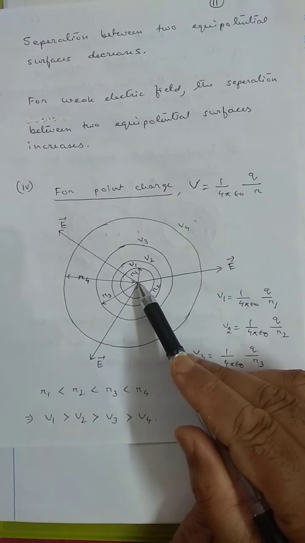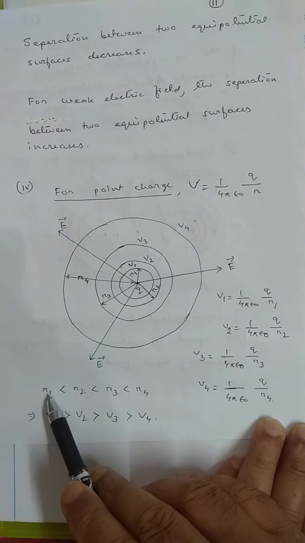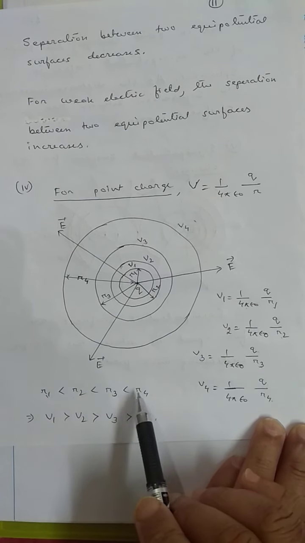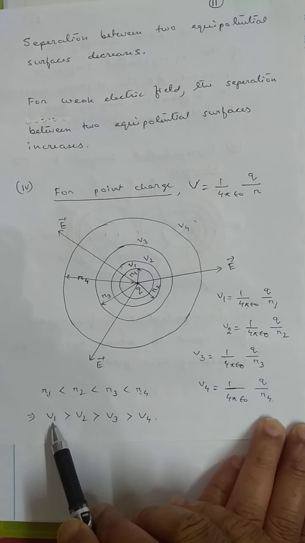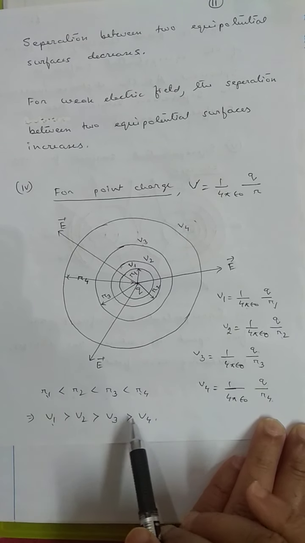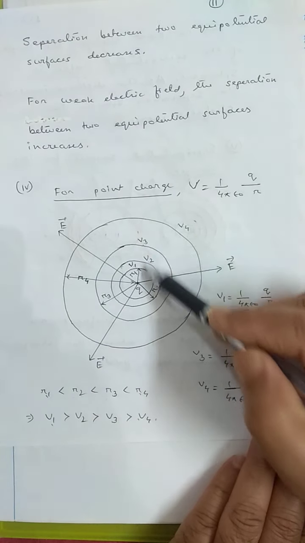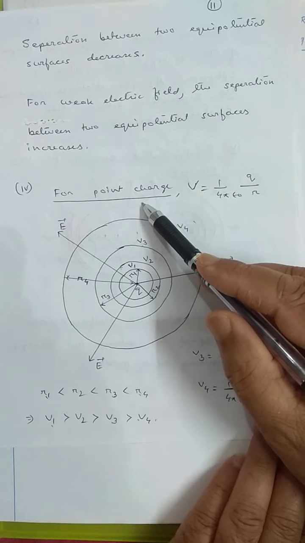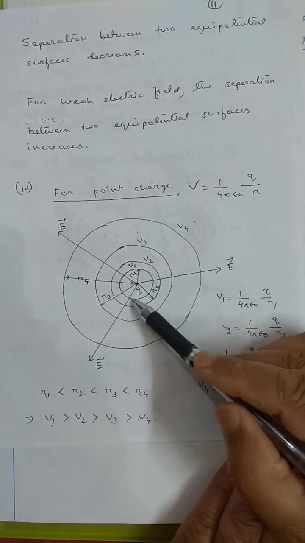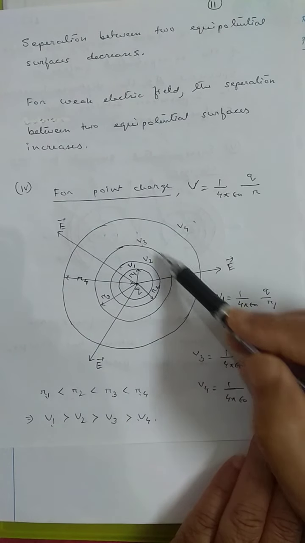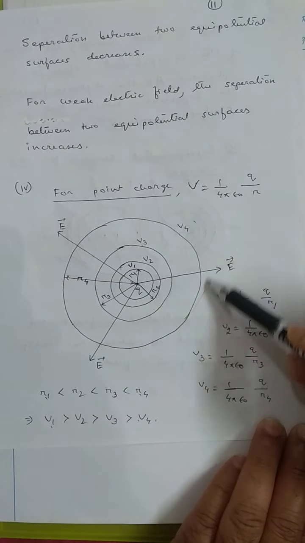From the figure, it is found that R1 is less than R2, R2 less than R3, R3 less than R4. Therefore, V1 greater than V2 greater than V3 greater than V4. That means as we move away, potential gradually decreases. And this is one equipotential surface. This is one equipotential surface. This is one equipotential surface. And this is one equipotential surface.